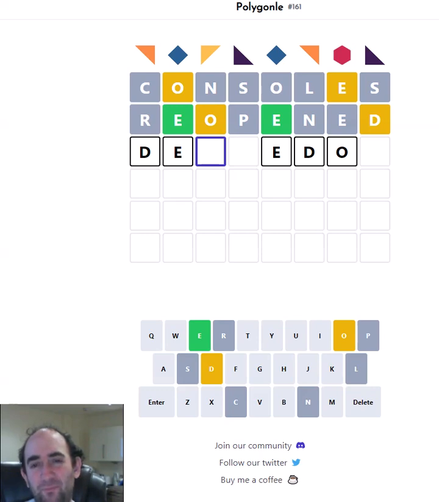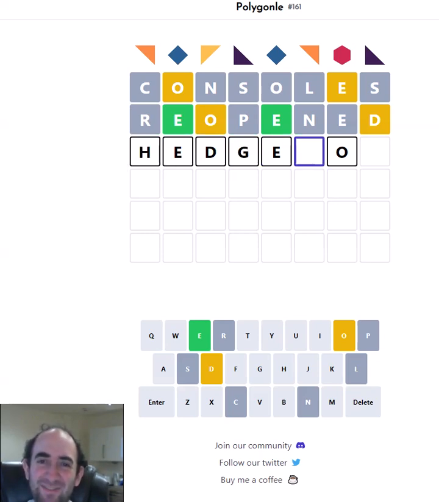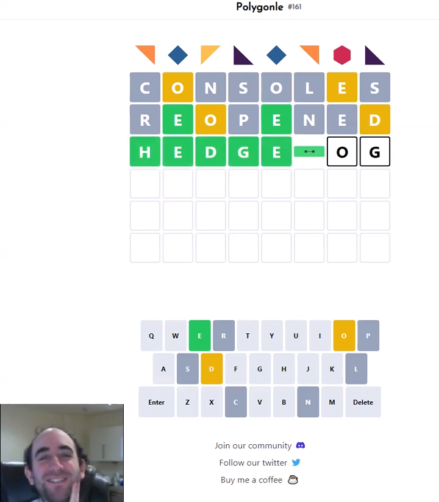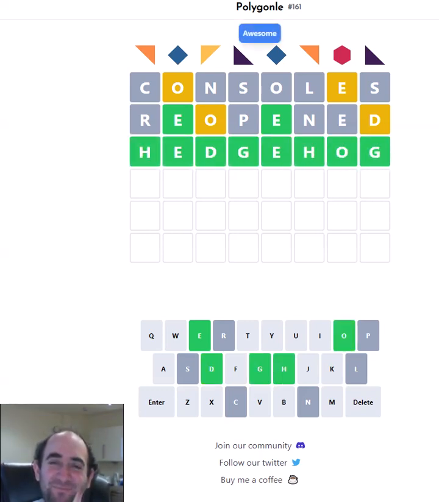I'm not sure I like the look of that, because I can't work out what the 4th and 8th letters would be. Which means that the D is there. Hedgehog. There's H's and G's everywhere. That's such an uncommon pair of letters.